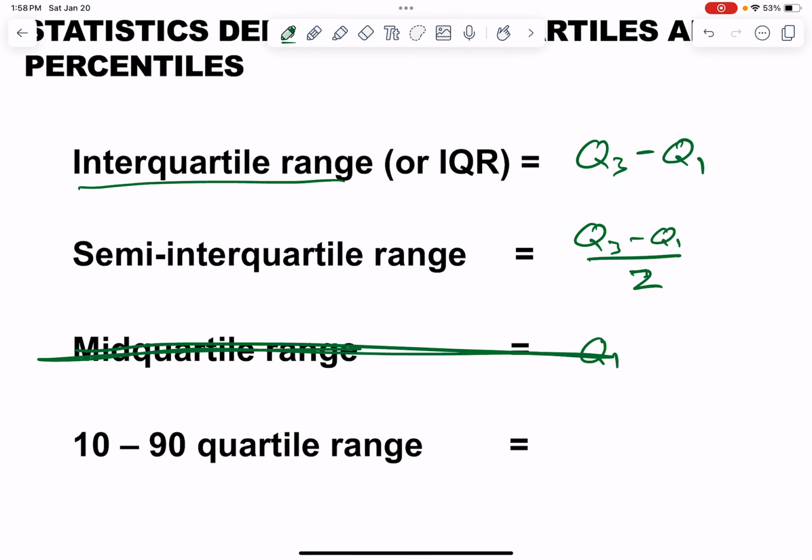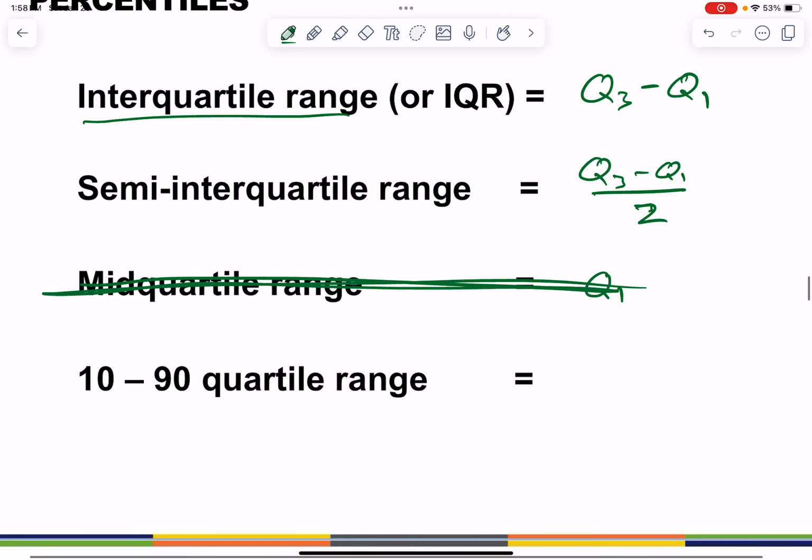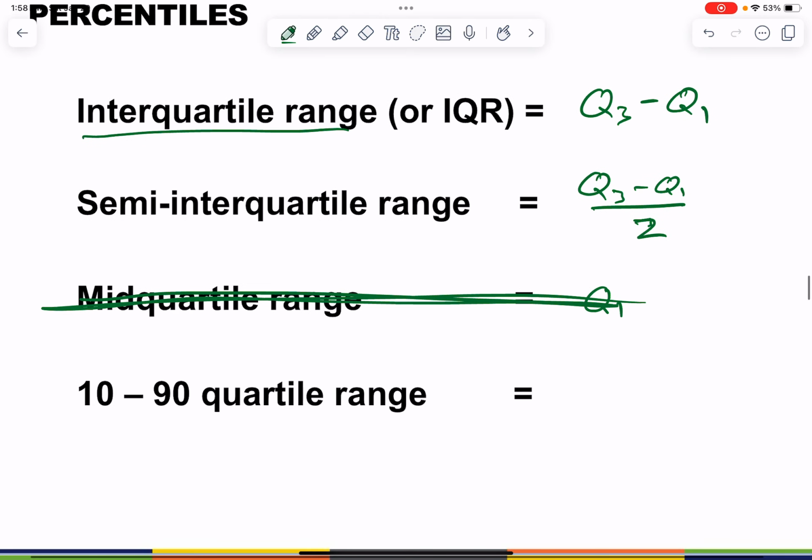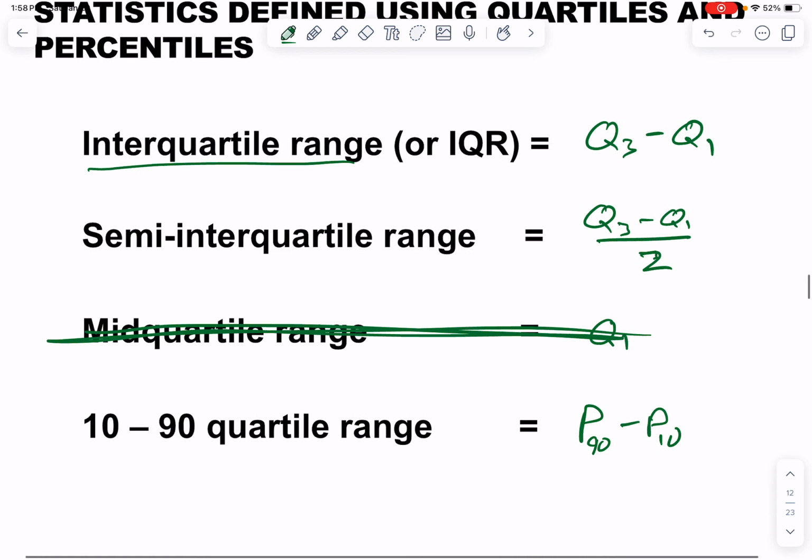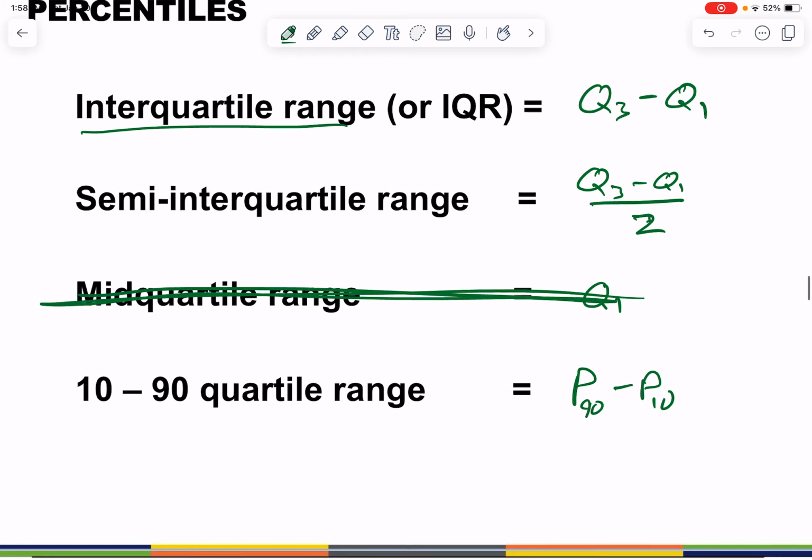We'll talk about it later as a measure of spread, as a measure of central tendency. All right, the 10-90 quartile range is going to be P90 minus P10. Okay, very good.